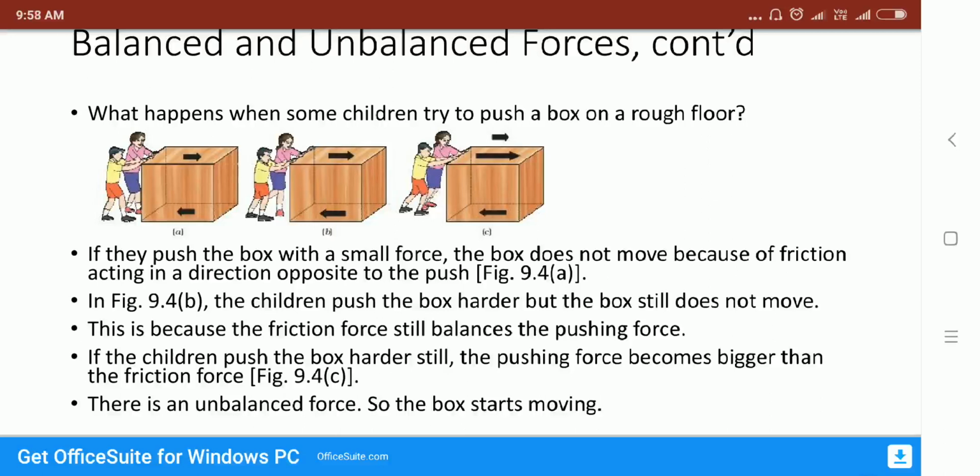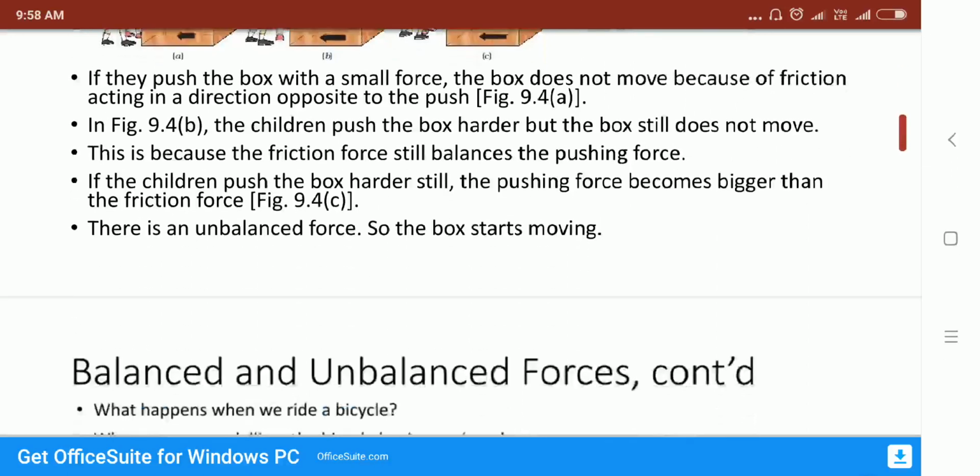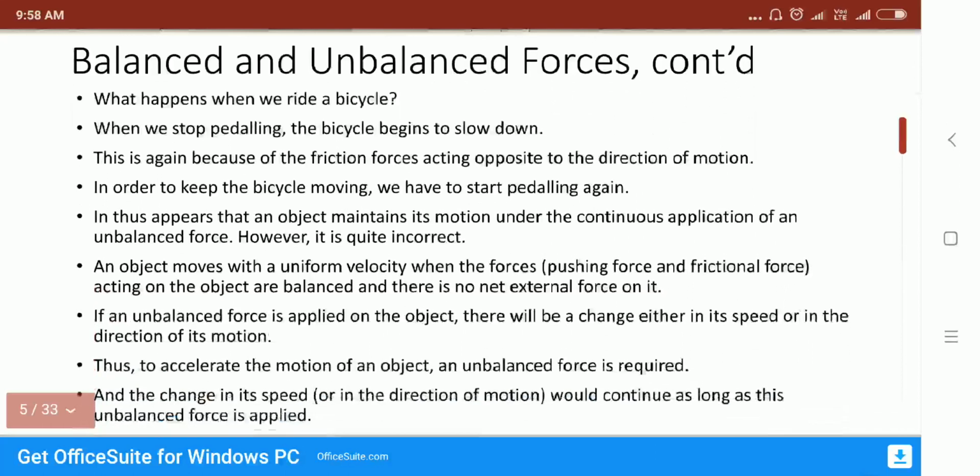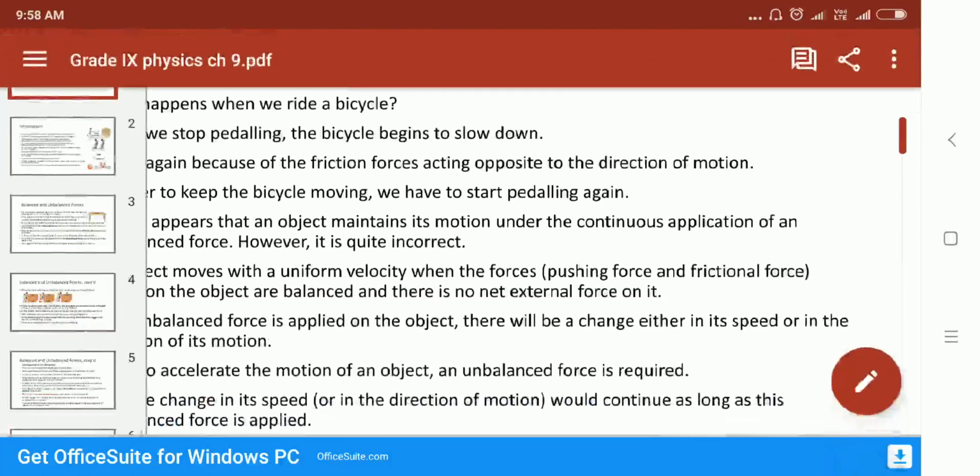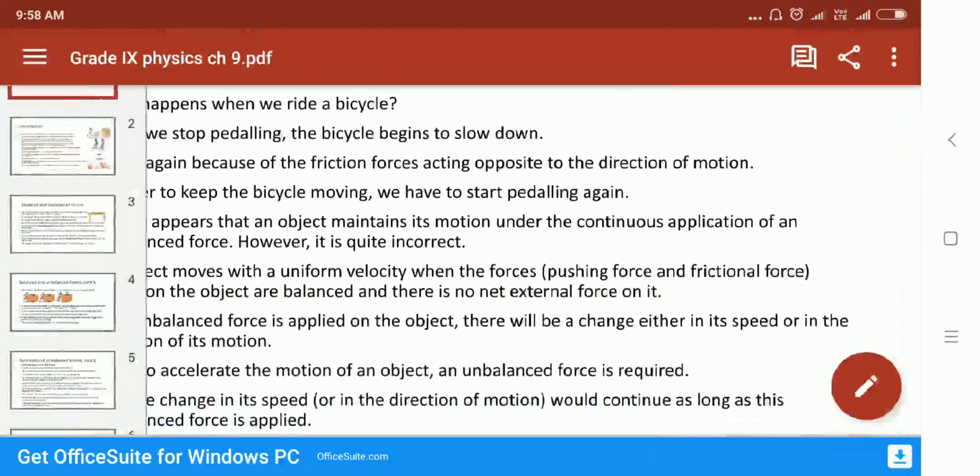So here they need to provide unbalanced force. Unbalanced force is necessary to move the object from its rest position, from its natural state. Other examples are there, we can go through them.